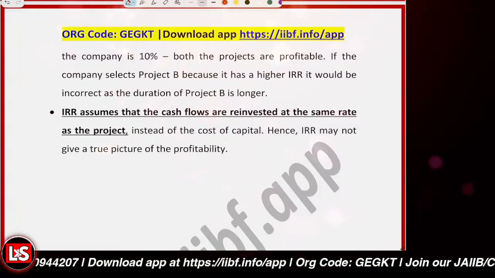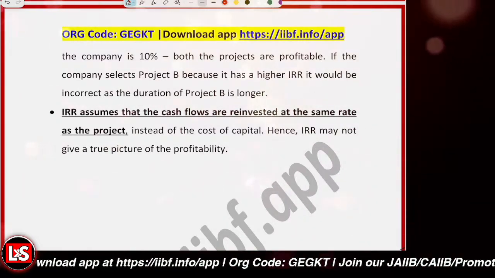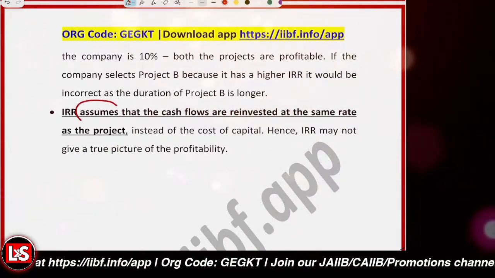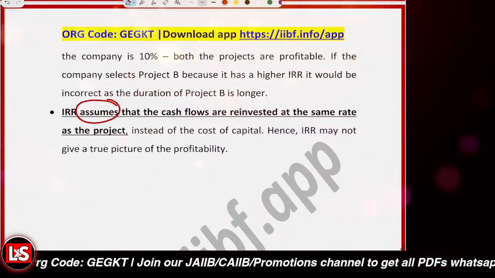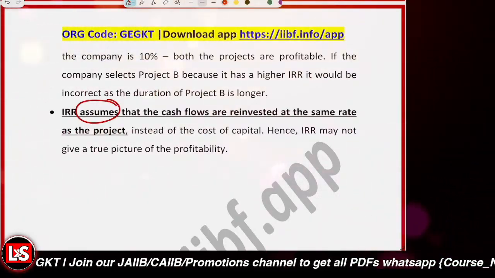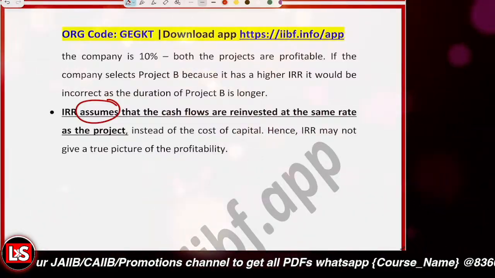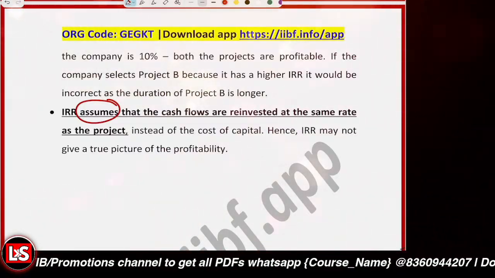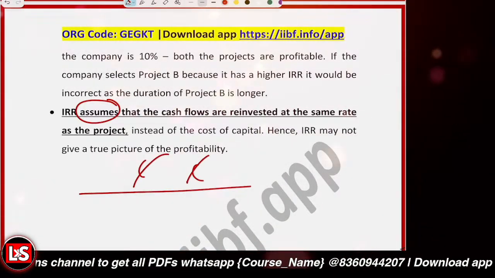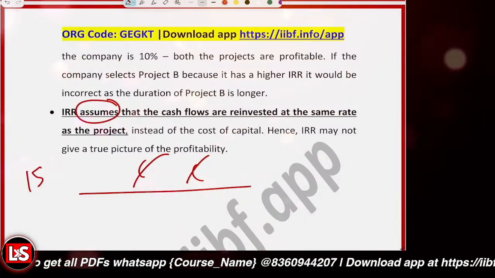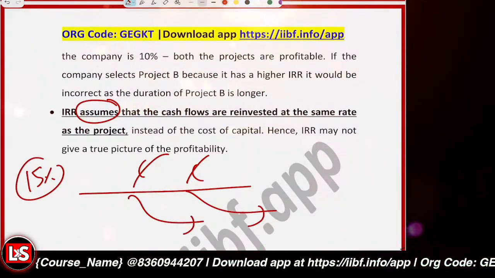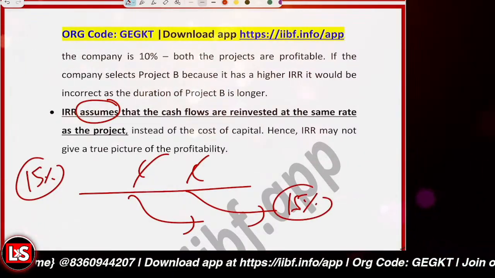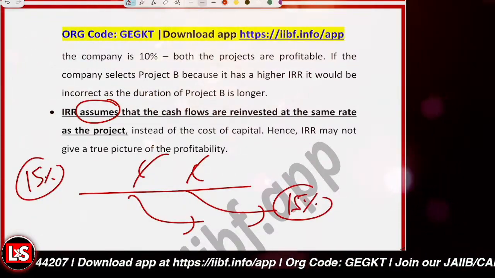Second thing, there is an assumption in case of the IRR, and that is very unrealistic. So IRR assumes that whatsoever intermediate cash inflows are there, those are reinvested at the same IRR. So whatsoever cash inflow you're getting, whatsoever the IRR, let's say it was 15%, we are able to reinvest these inflows at the same IRR of 15%, which may not be practically possible.